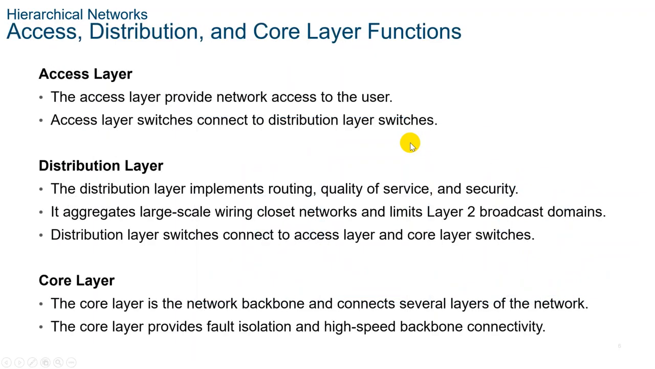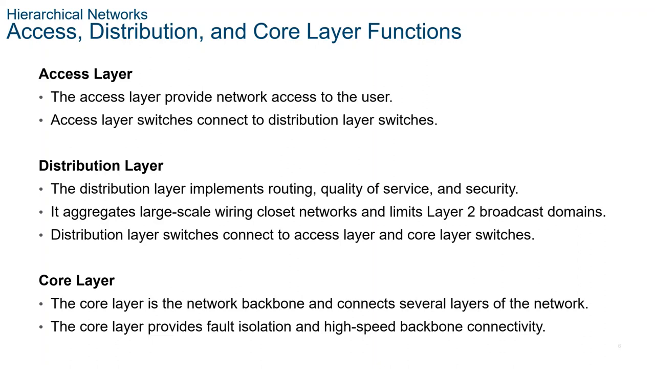So let's talk about the hierarchical networks. There are three components. As you can see here, you've got the access, the distribution, and the core layer. Let's discuss each layer one by one. The access layer represents the network edge, where traffic enters or exits the campus network. Traditionally, the primary function of an access layer switch is to provide network access to the user.